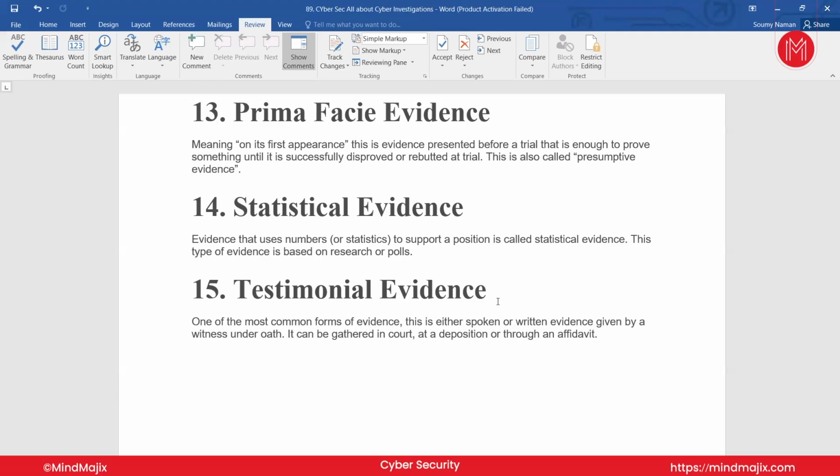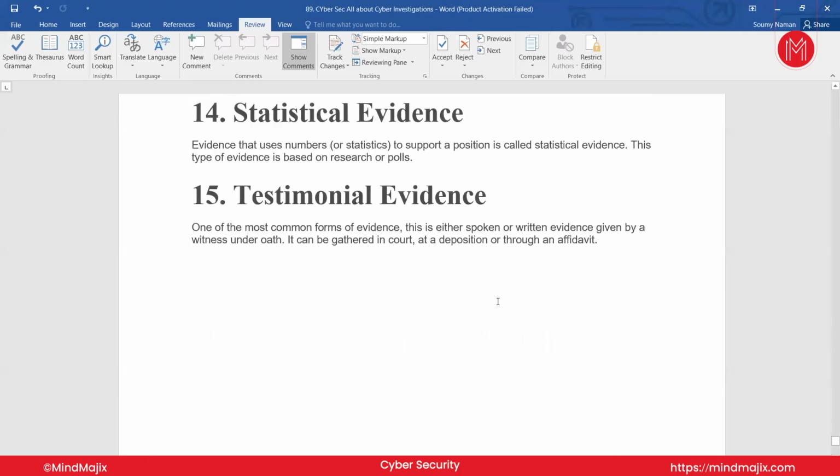Testimonial evidences are one of the most common form of evidences. This is either spoken or written evidence by a given witness under oath. It can be gathered in court, at a deposition, or through an affidavit itself.